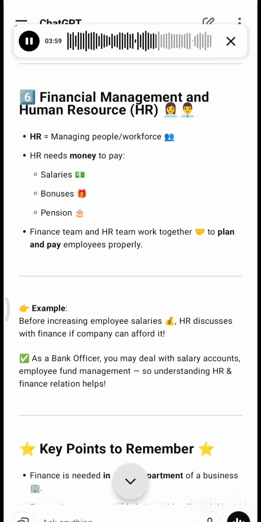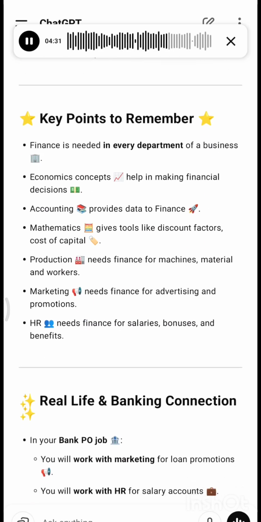Number 6, financial management and human resource, HR. HR equals managing people, the workforce. HR needs money to pay salaries, bonuses, pension. The finance team and HR team work together to plan and pay employees properly. Example: before increasing employee salaries, HR discusses with finance if the company can afford it. As a bank officer, you may deal with salary accounts, employee fund management, so understanding the HR and finance relation helps.